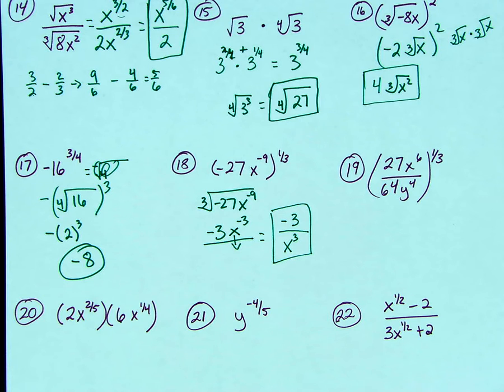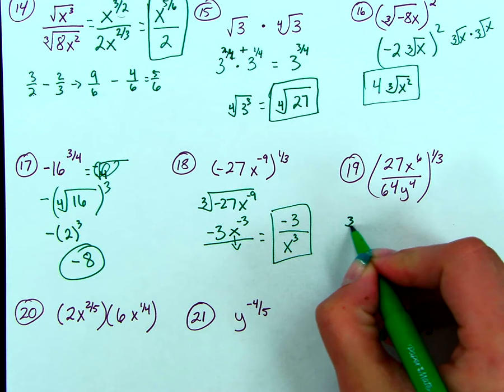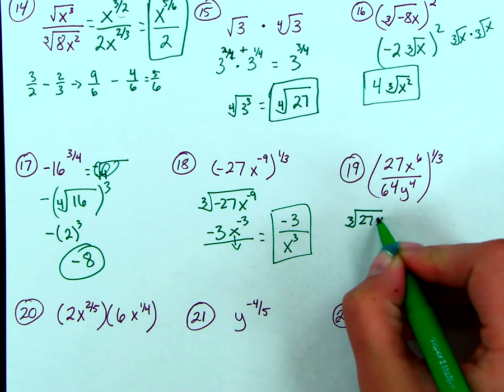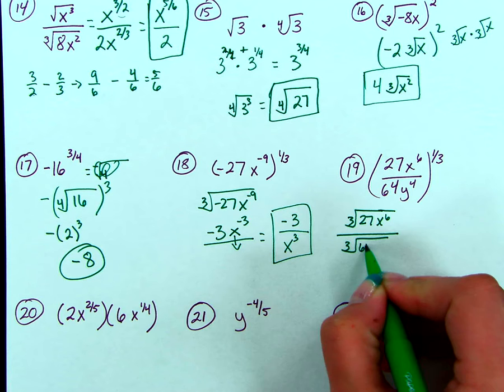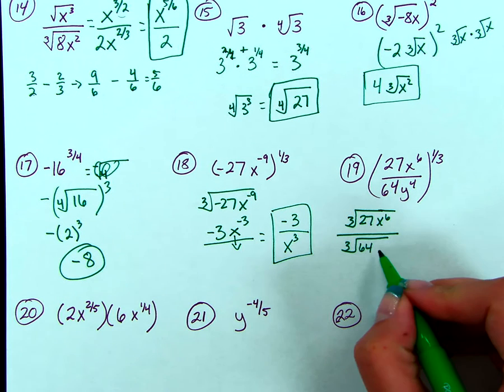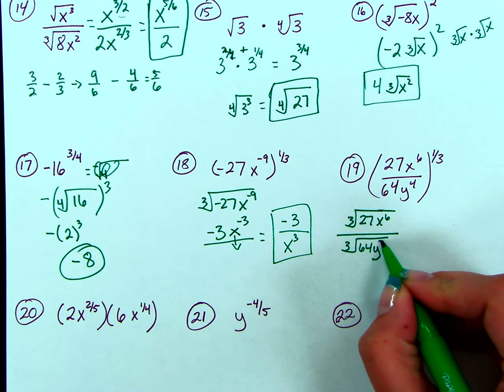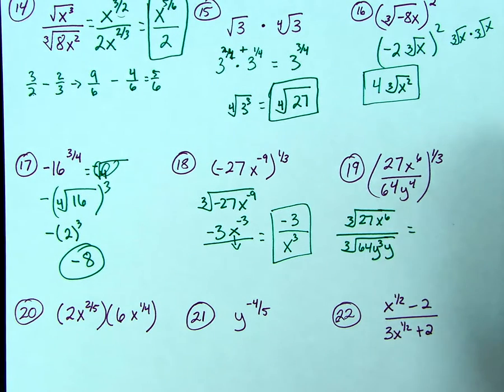All right, 19. So again, I'm going to want to switch forms for this one. So we're doing a cubed root. So this really means the cubed root of 27x to the 6th over the cubed root of 64, and then we have y to the 4th. So I'm going to split this right away. So I'm going to use y cubed and y. And then again, we're just going to simplify.